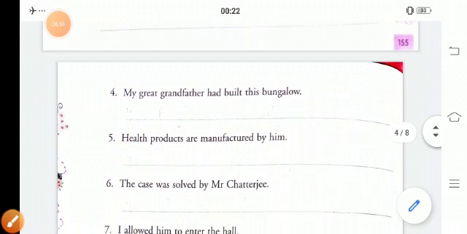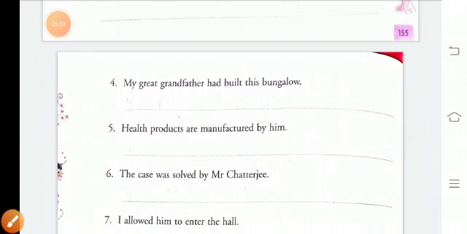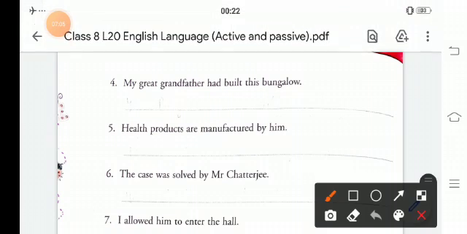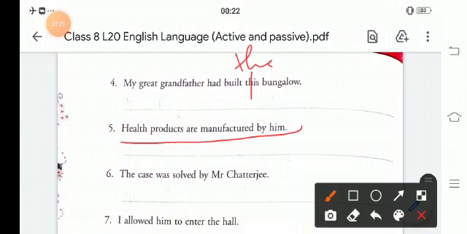Then the fourth one: my great grandfather had built this bungalow. The passive is: the bungalow was built by my great grandfather. The fifth one is: health products are manufactured by him.